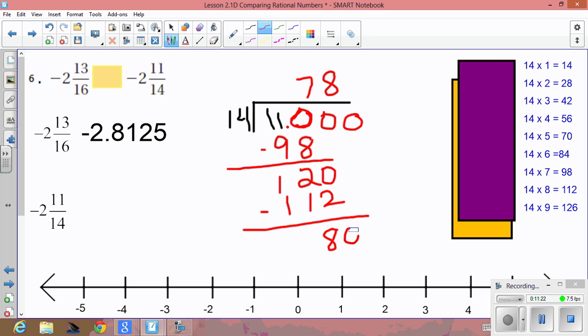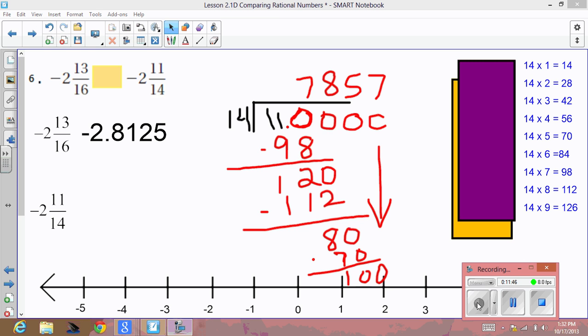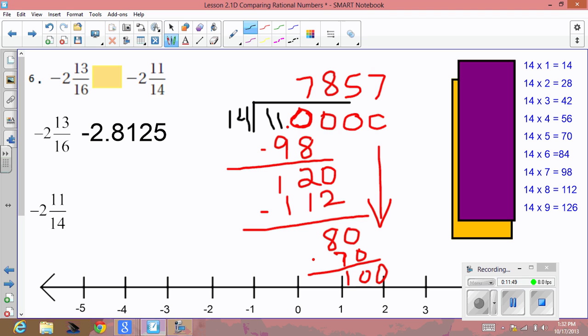Add a 0. So if you notice, 14 into 80 is 5 times. 14 times 5 is 70. 10 left over. Add a 0, bring down. 14 into 100 is 7, and that means I'll be repeating again. So our final solution, if we take a look at what we got here, will be negative 2, and 0.7857 repeating.